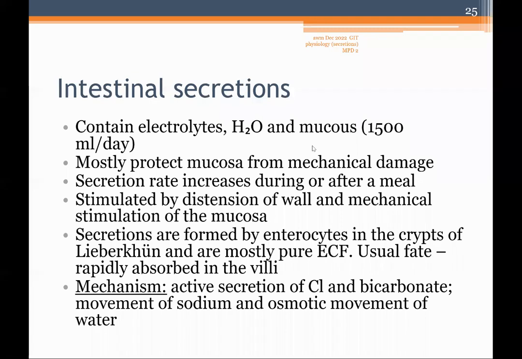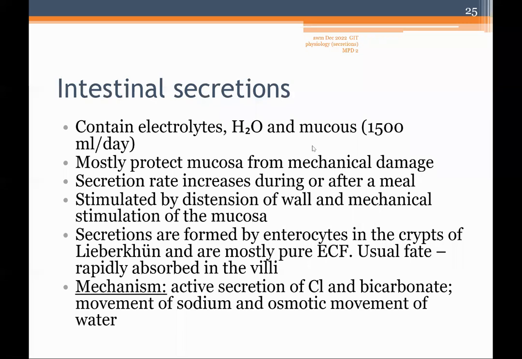Secretion from the intestine is stimulated by distension of the wall and mechanical stimulation of the mucosa. And the secretions are formed by the enterocytes in the crypts of Lieberkühn, and the secretions are mostly pure extracellular fluid. So the normal fate of these intestinal secretions is rapid absorption in the villi.